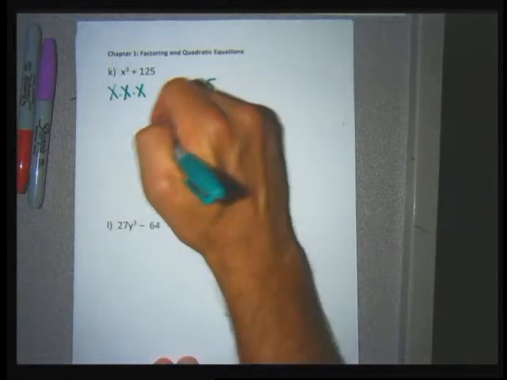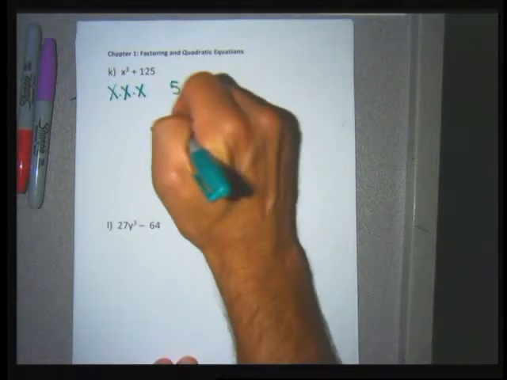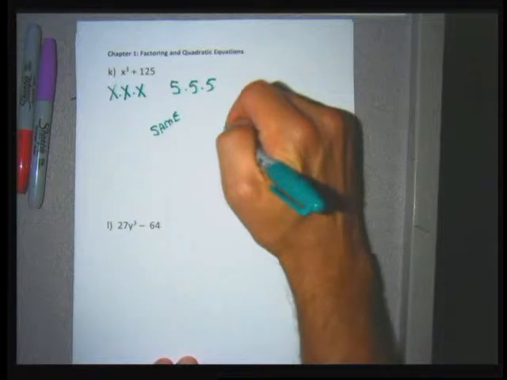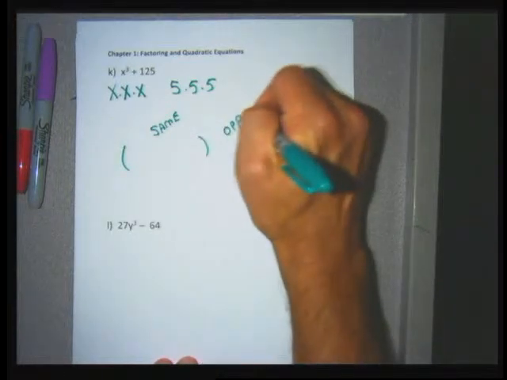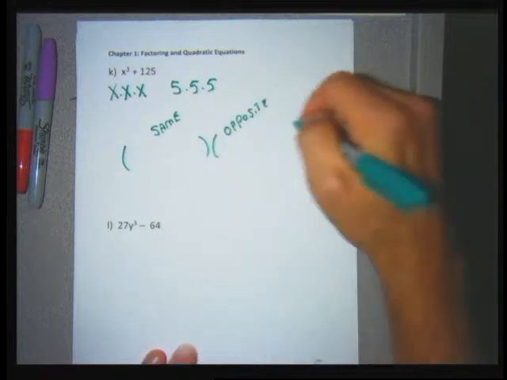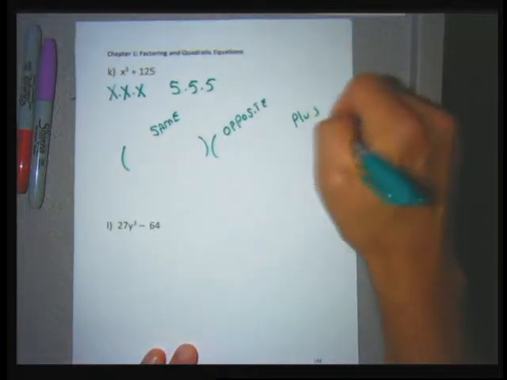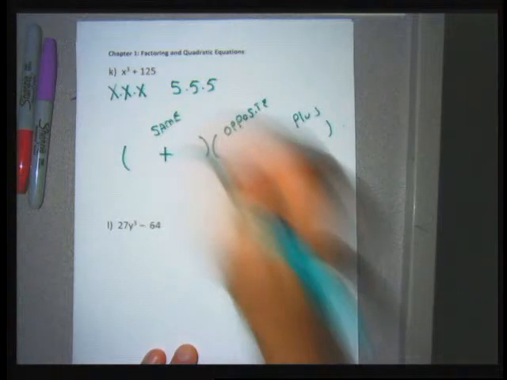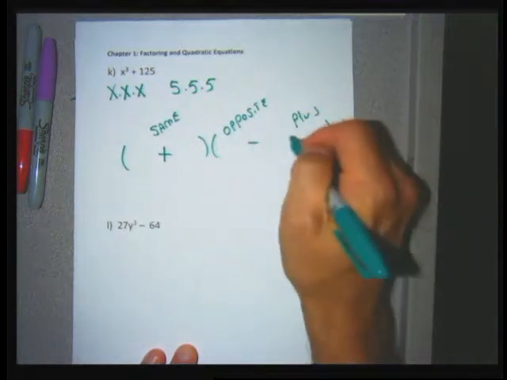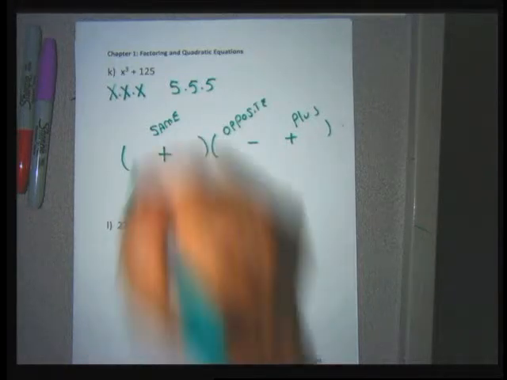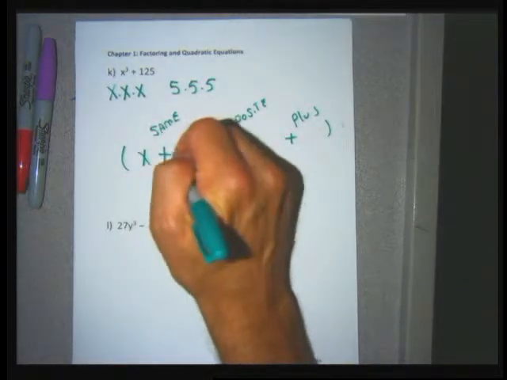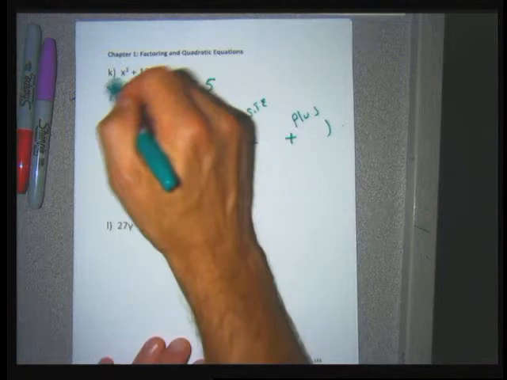My template, first parentheses gets the same sign as the problem, second parentheses gets the opposite sign of the problem, and then plus. So same sign of the plus is a plus, the opposite of plus is minus, and then a plus is always plus. First parentheses, one of each, in this case 1x and 1, 5. Second parentheses, I start pairing.